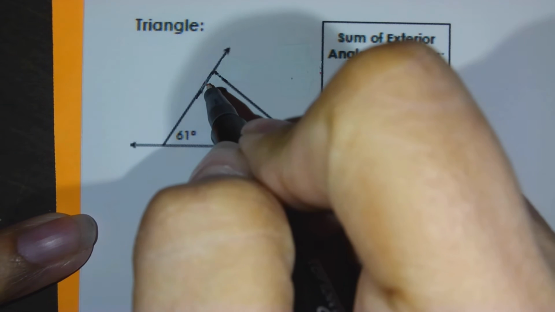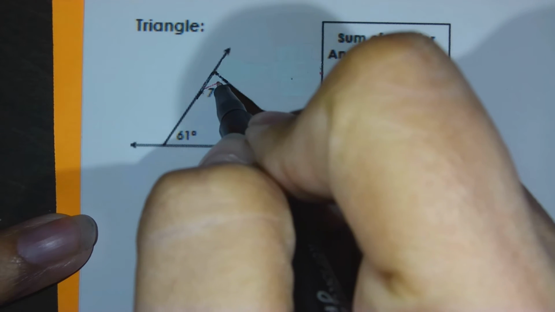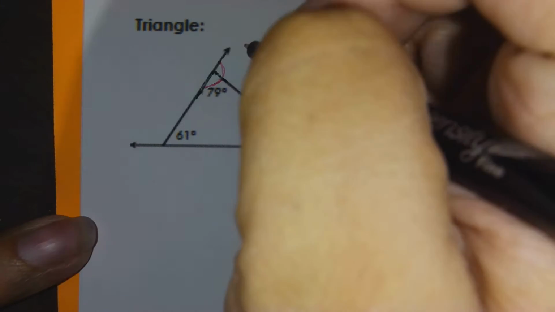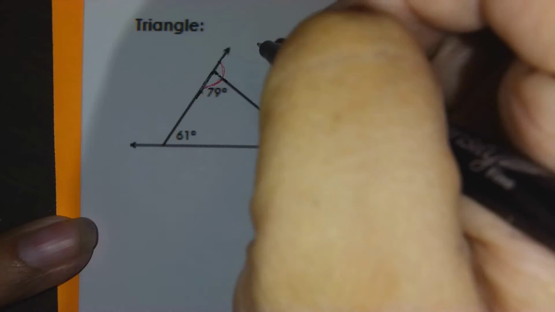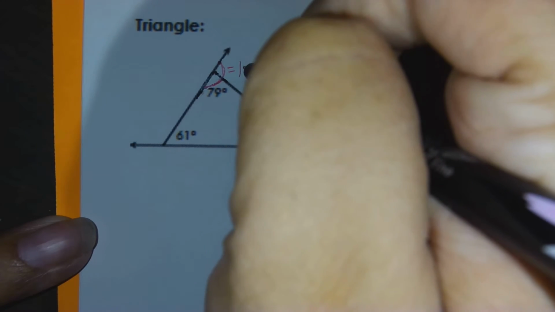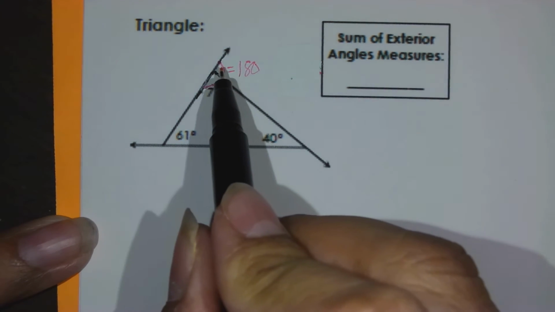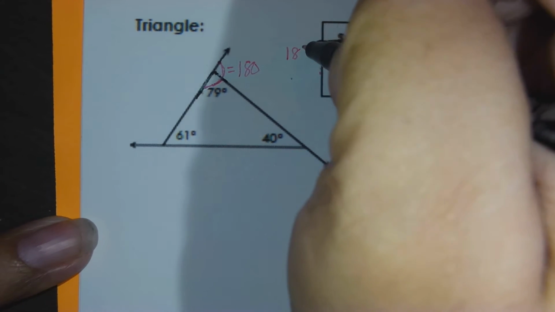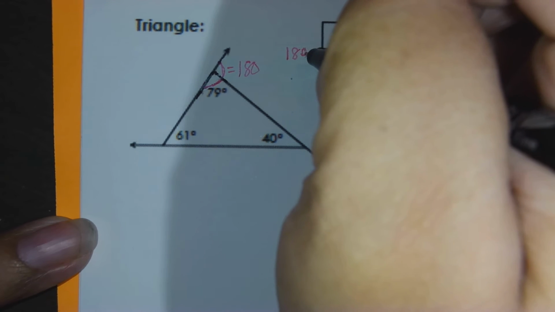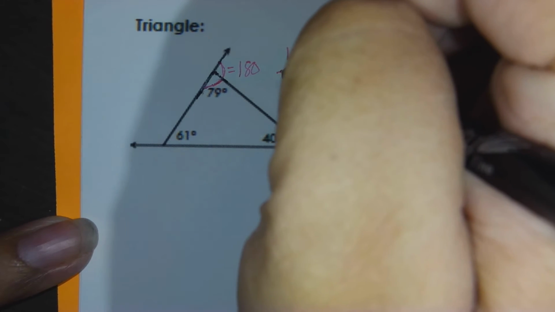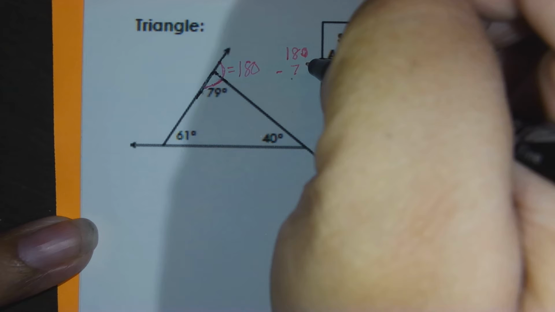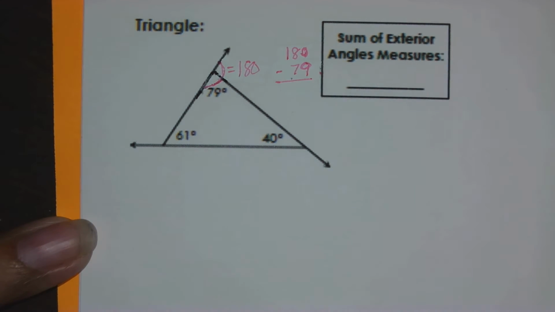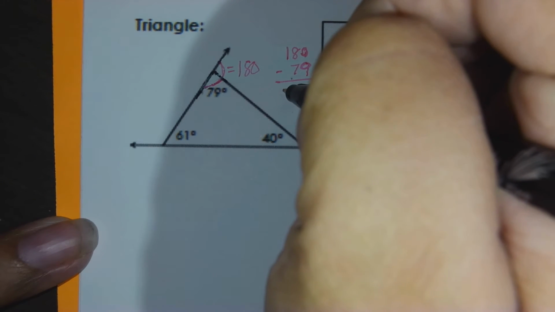Again, as a reminder, this is a supplementary relationship, which means these two have to equal 180. So if these two have to equal 180, we have a missing angle right there. The way to find it is to subtract: 180 minus the 79. And you should get 101.